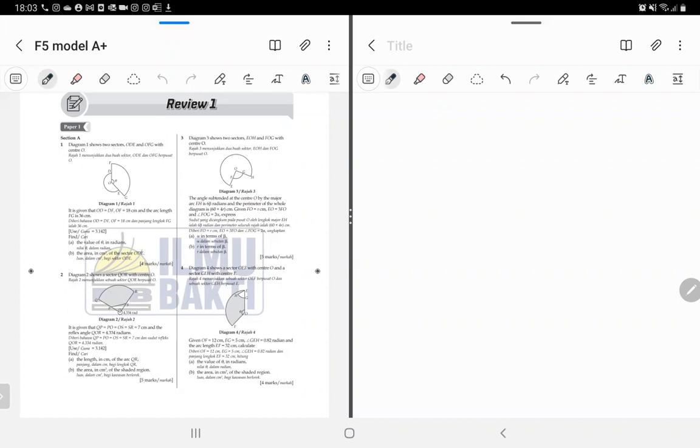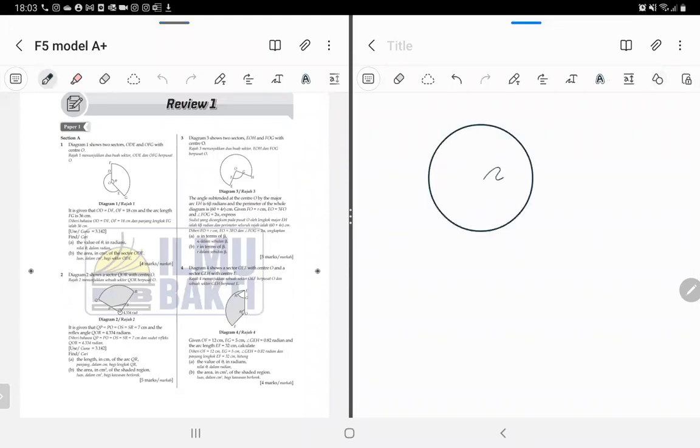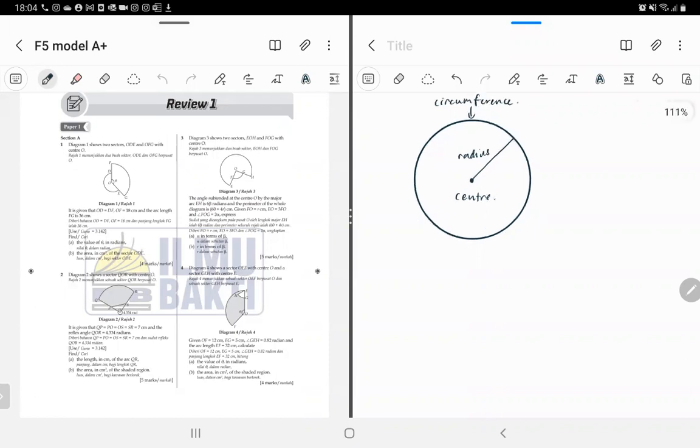Okay. So for chapter 1, if you still remember, last time we learned about the circles, and you will need to know all the parts of the circles. So the middle point here, we call it center. And then the line from the center to the outline here, we call it circumference. Okay, center joined to circumference, this is a radius. Hopefully you still remember.